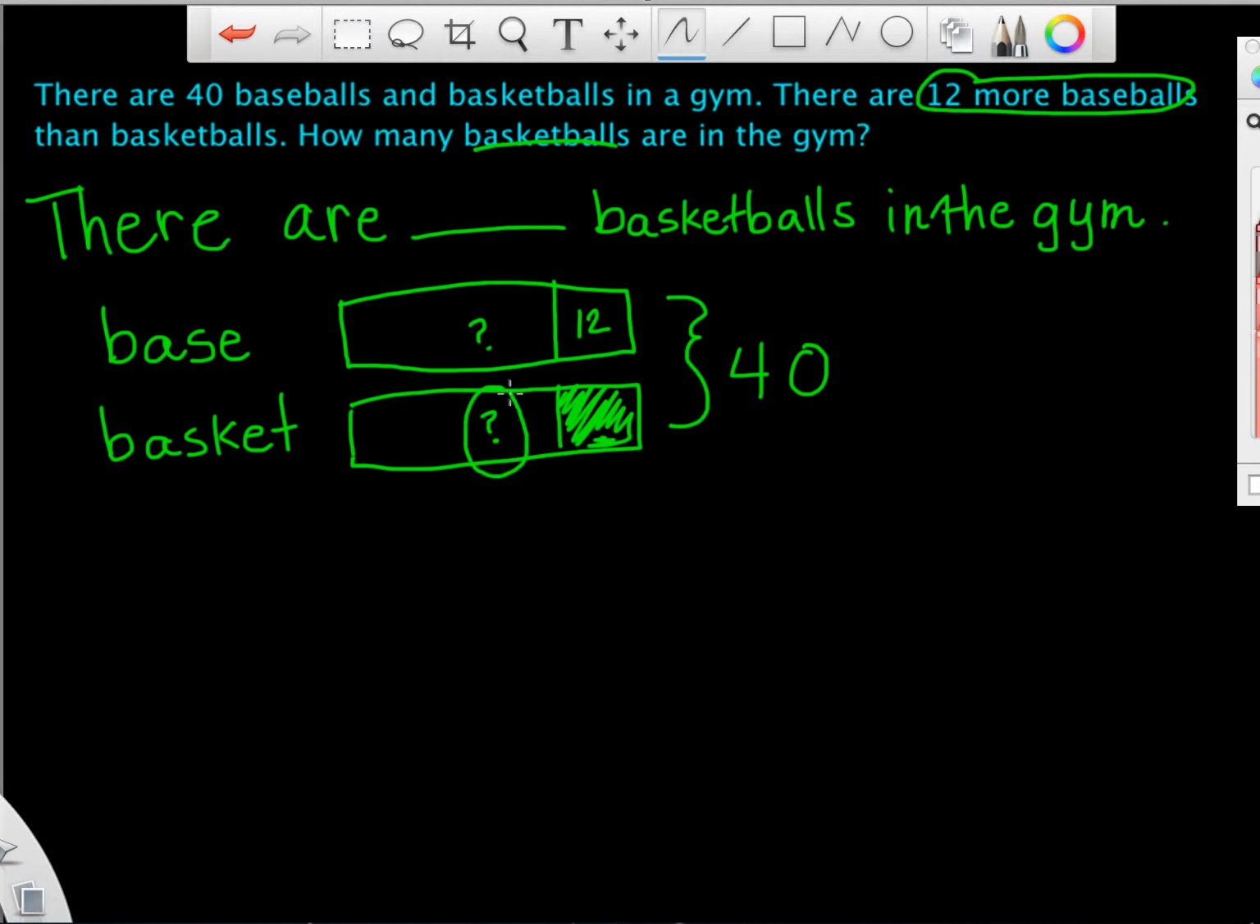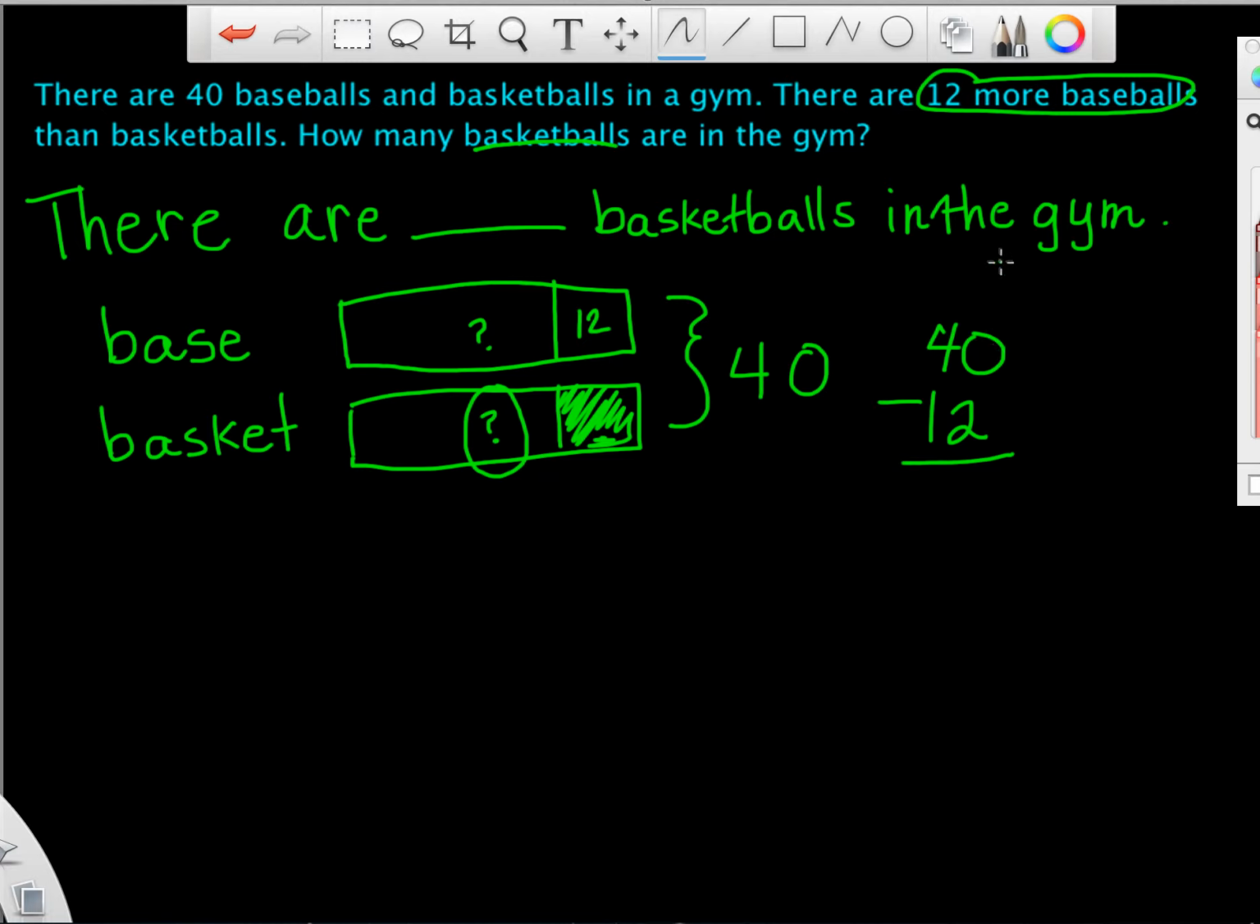This is the big question we're looking for right here, but we can't find it out until we find out this portion right here. So we have our whole here, and we have a little part. Let's start by taking our 40 that we have and subtract, let's take off this amount, 12 of those extra baseballs that are more than the basketballs.